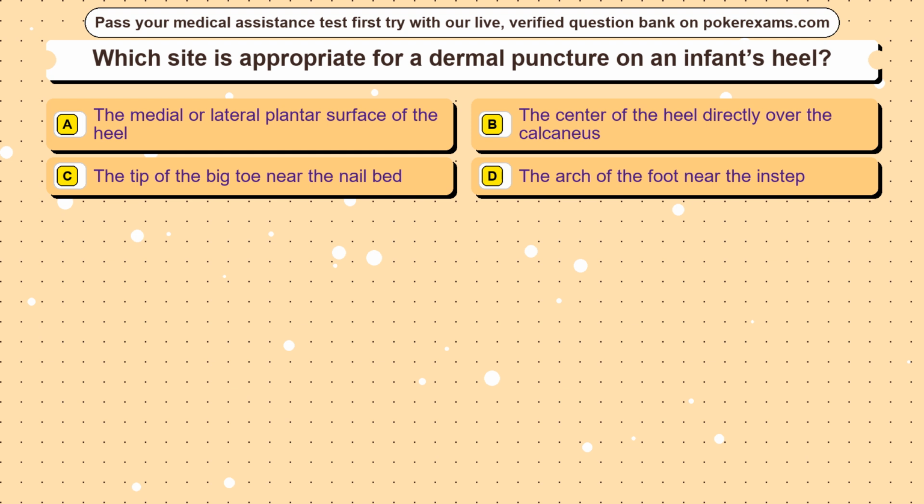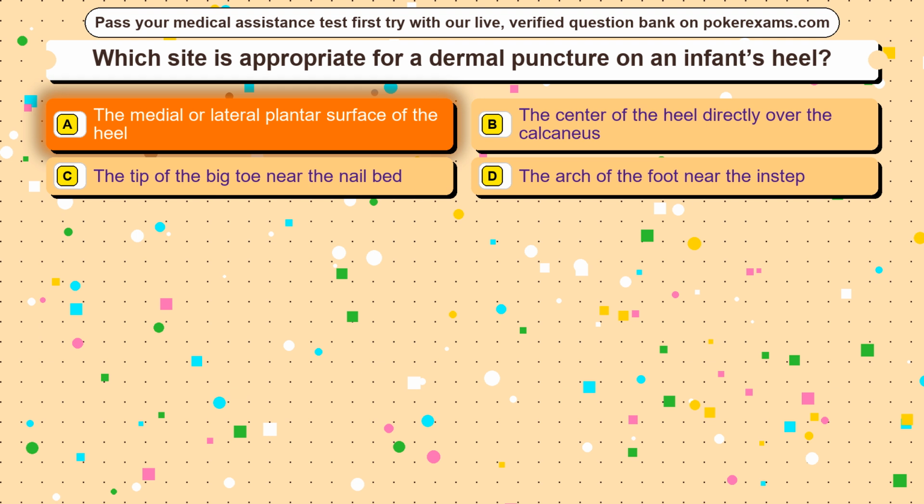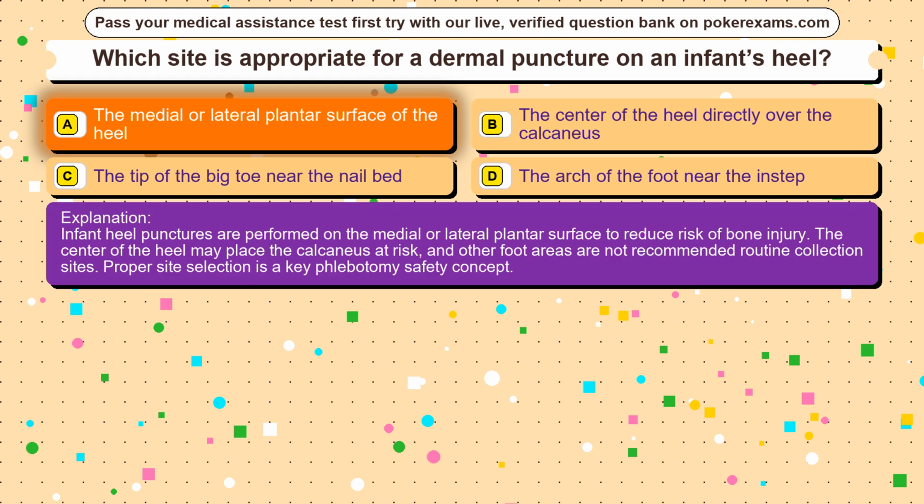The correct answer is option A, the medial or lateral plantar surface of the heel. Infant heel punctures are performed on the medial or lateral plantar surface to reduce risk of bone injury. The center of the heel may place the calcaneus at risk, and other foot areas are not recommended routine collection sites. Proper site selection is a key phlebotomy safety concept.